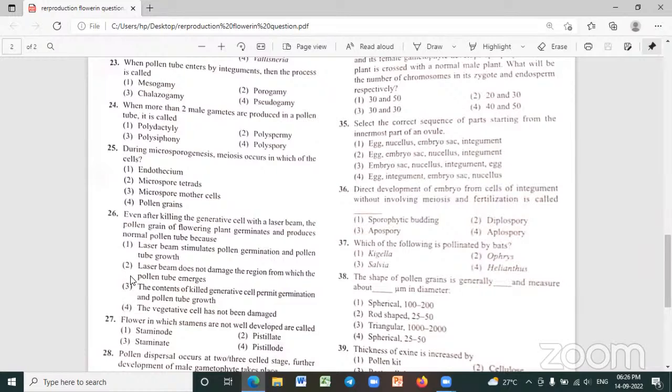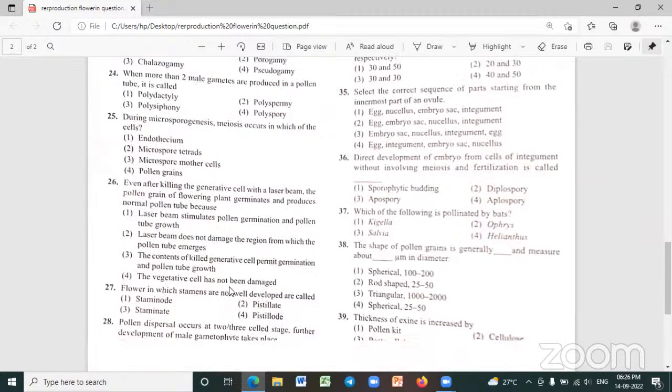So for the 26th, which one is it? The vegetative cell has not been damaged. This is the correct one, because even after killing the generative cells, which one is present? Only the vegetative cell is present, and it has not been damaged. This is the correct one. All the other three are wrong.